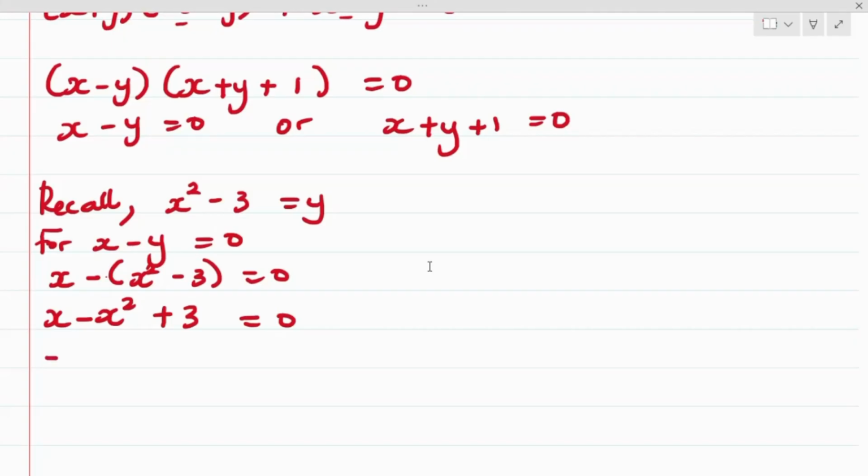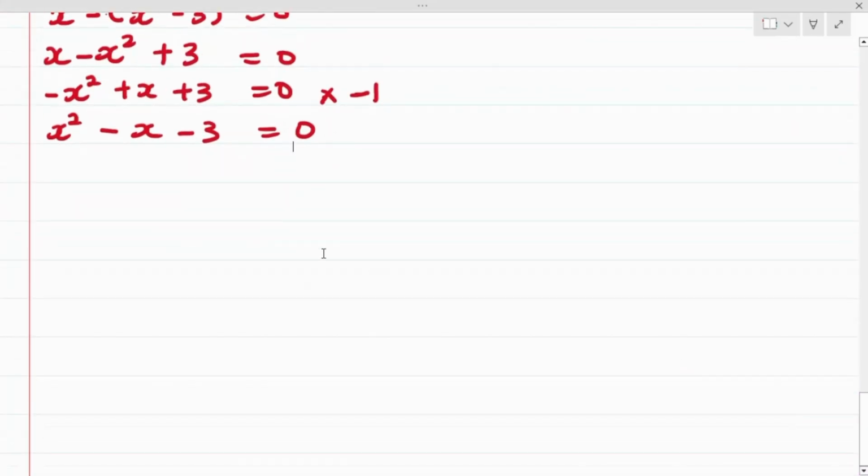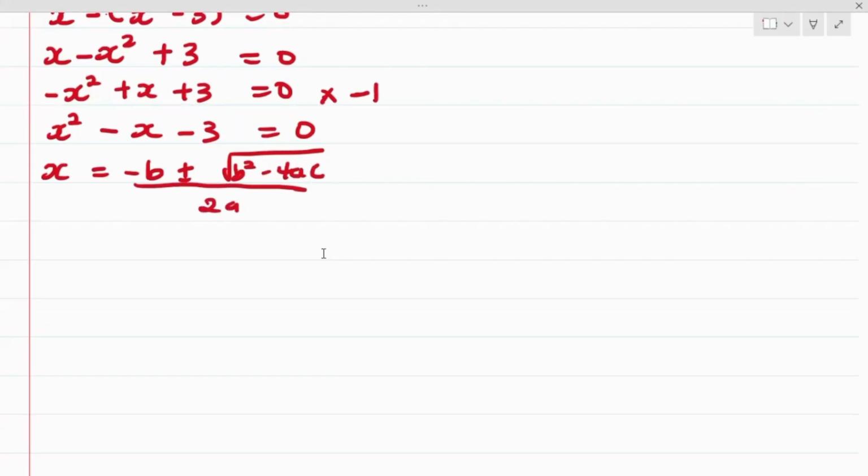Rearranging properly, we have minus x squared plus x plus 3 equals 0. So multiply through by negative 1, we have x squared minus x minus 3 equals 0. Now we simply solve this by using the quadratic formula. So x is equal to minus b plus or minus the square root of b squared minus 4ac, divided by 2a, where a is equal to 1, b is equal to minus 1, and c is equal to minus 3.